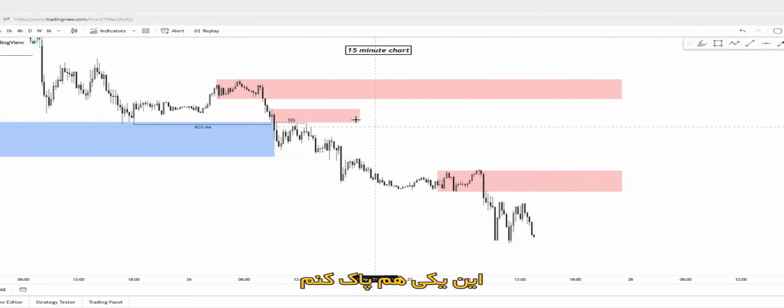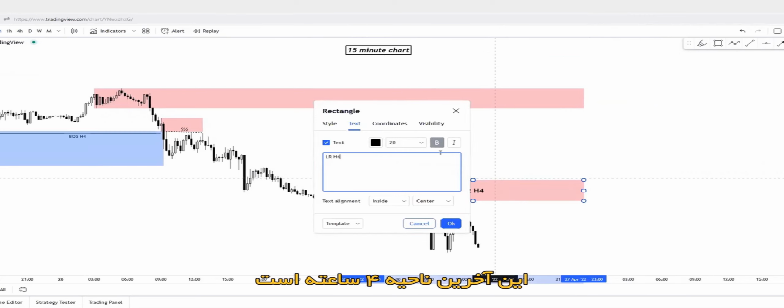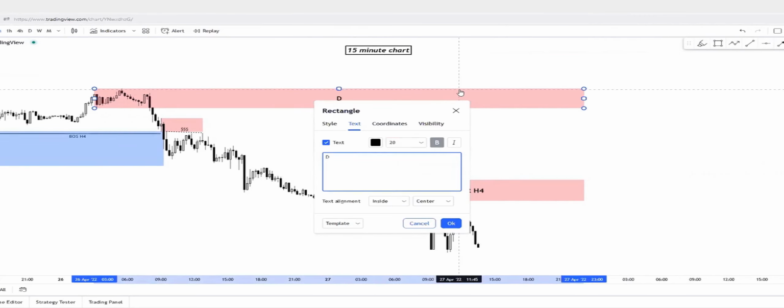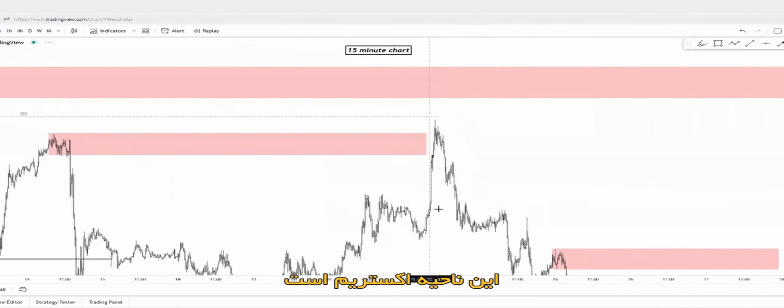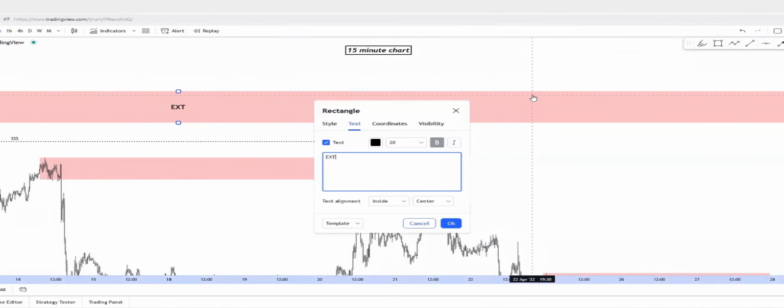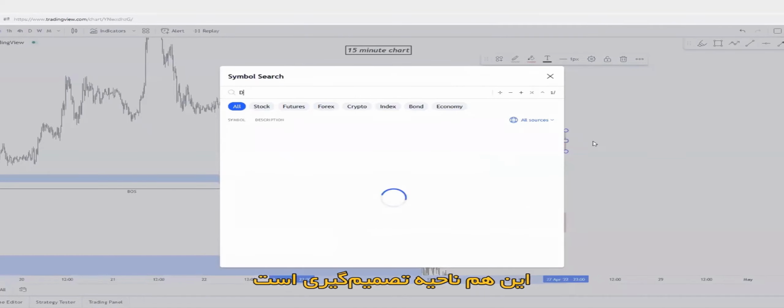Okay, remove this one too. So this was the last recent 4-hour zone. Last recent 4-hour. Where's the extreme? This is the extreme. This is decisional too.